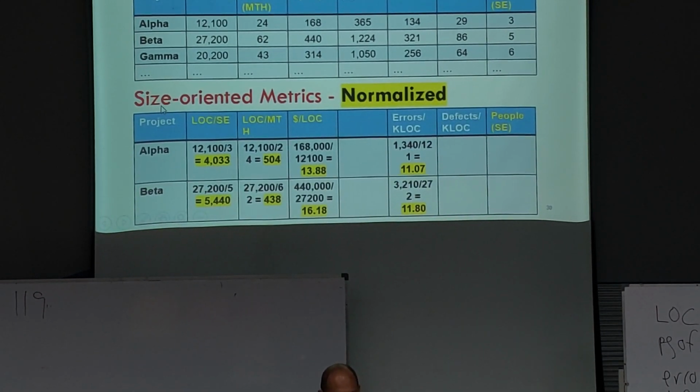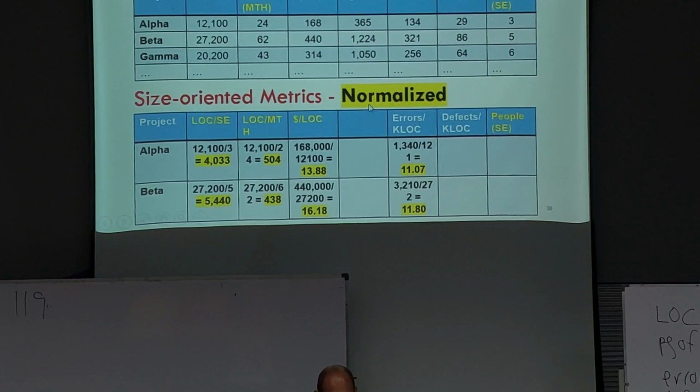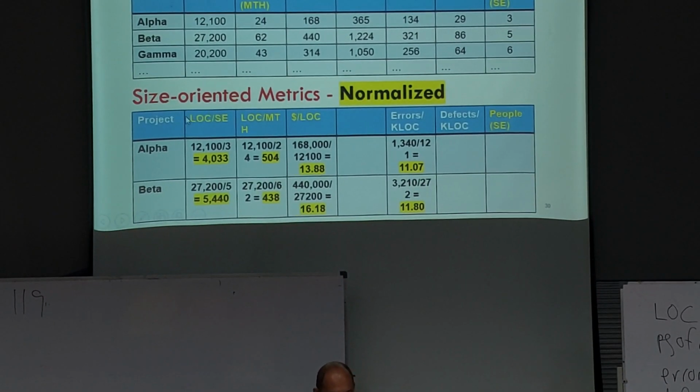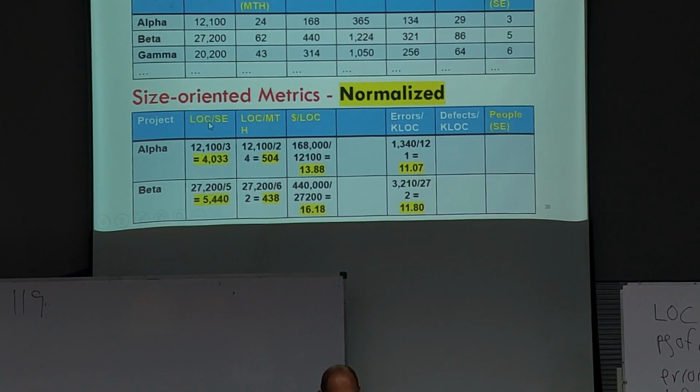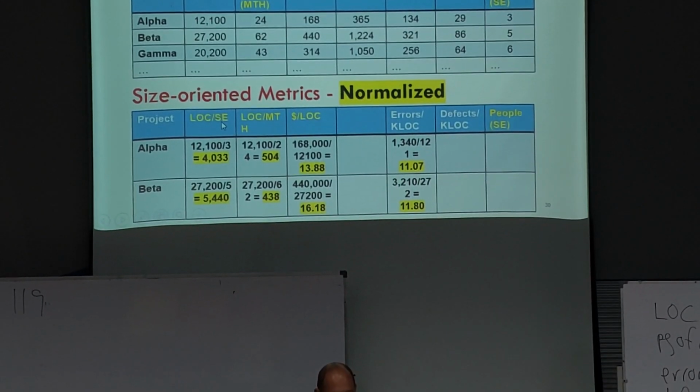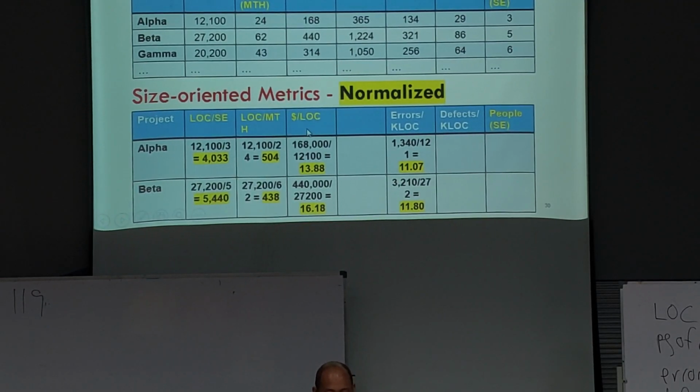So these are size-oriented metrics. These are normalized. This table shows normalized size-oriented metrics. The normalized metrics are lines of code per software engineer, lines of code per month, and cost per lines of code.